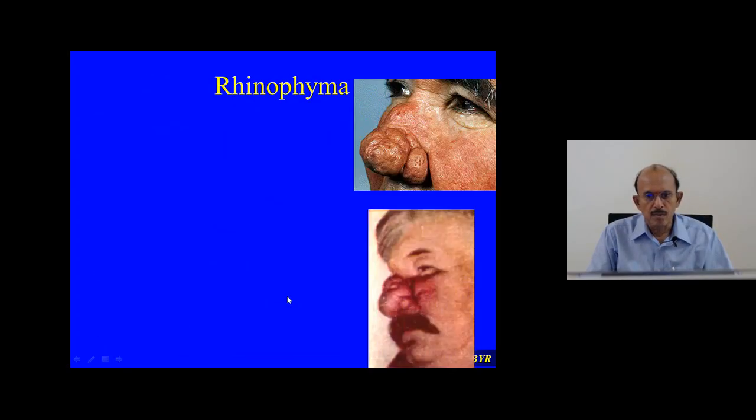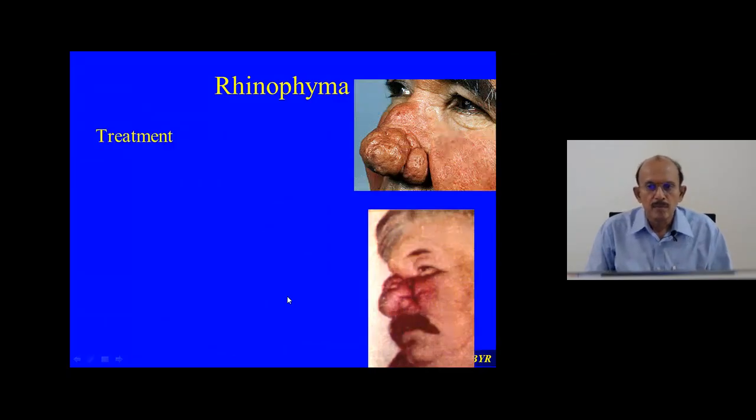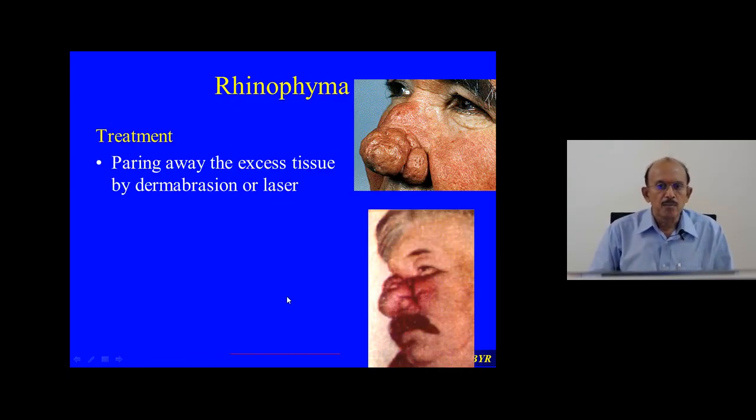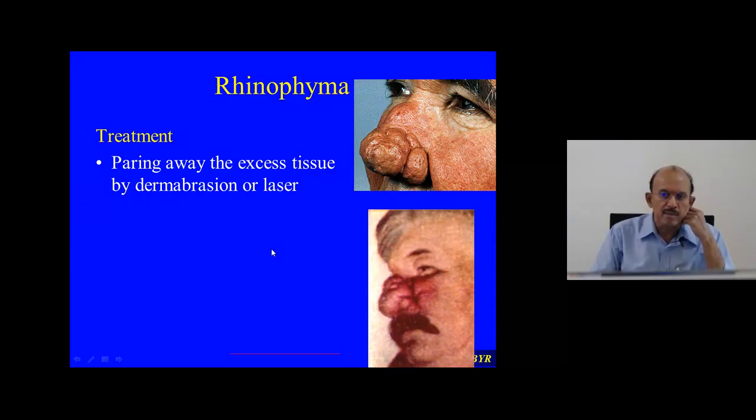Treatment, paring away the excess tissue by dermabrasion or laser. You take a blunt edged knife, and with the blunt edged knife, you scrape away all this extra growth. That means you shave off the skin from the nose.